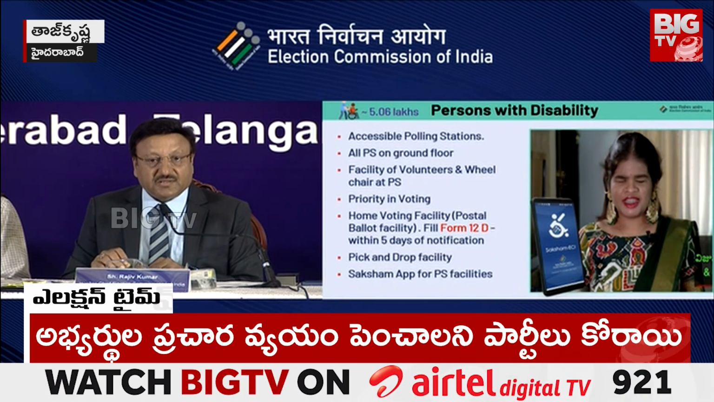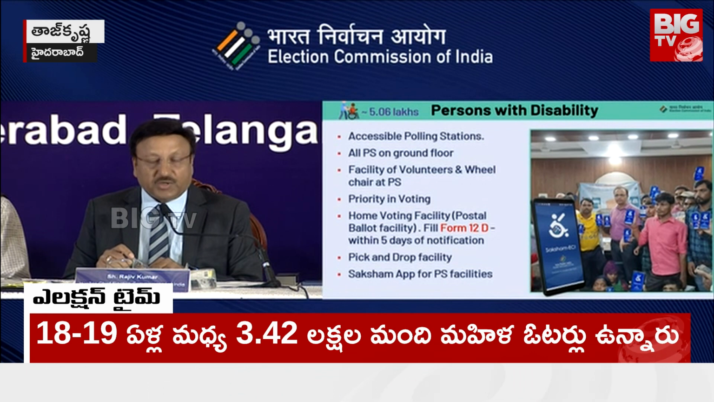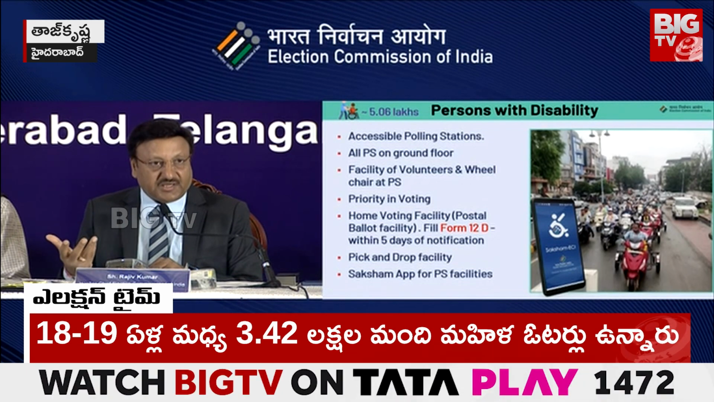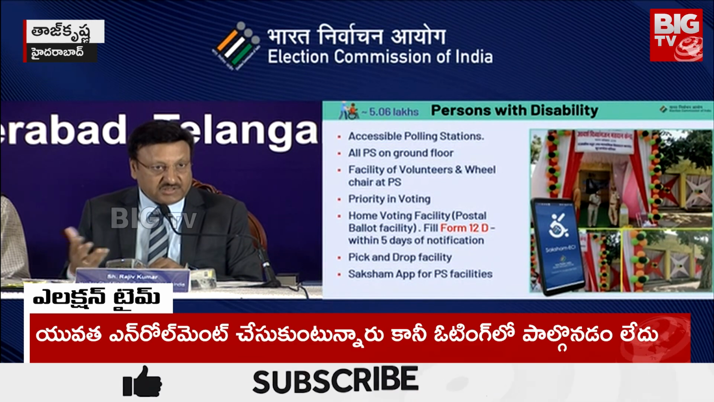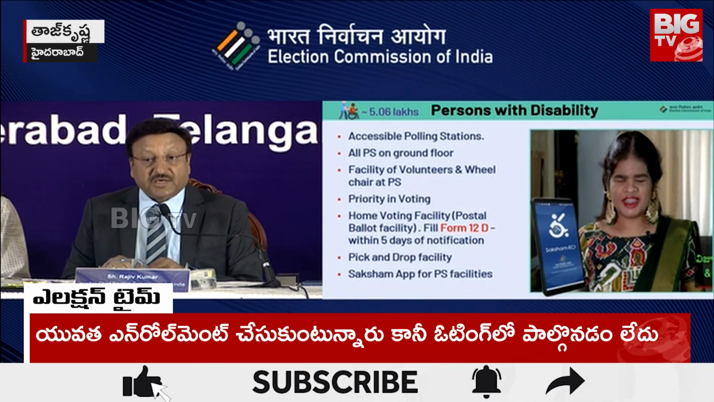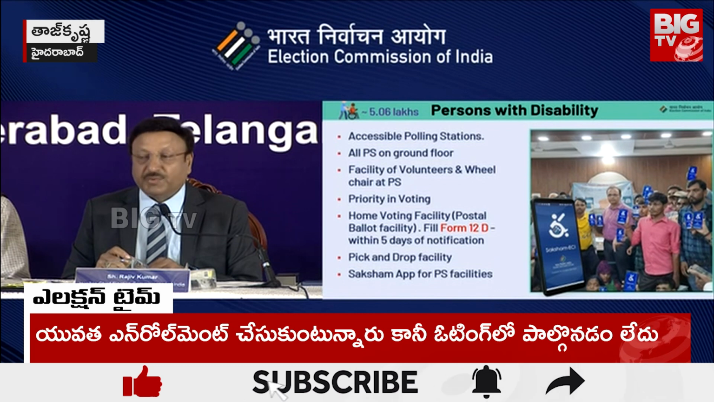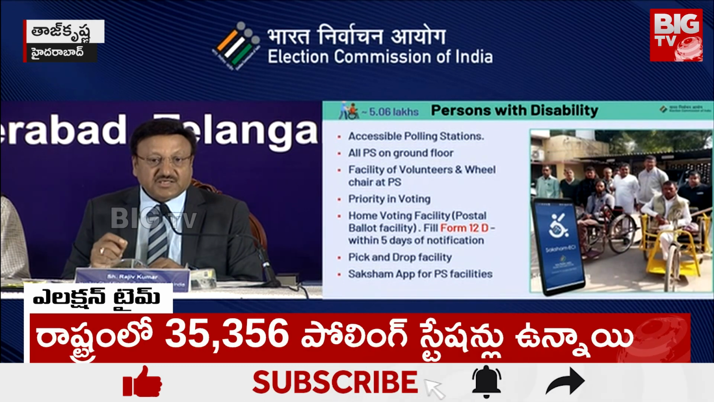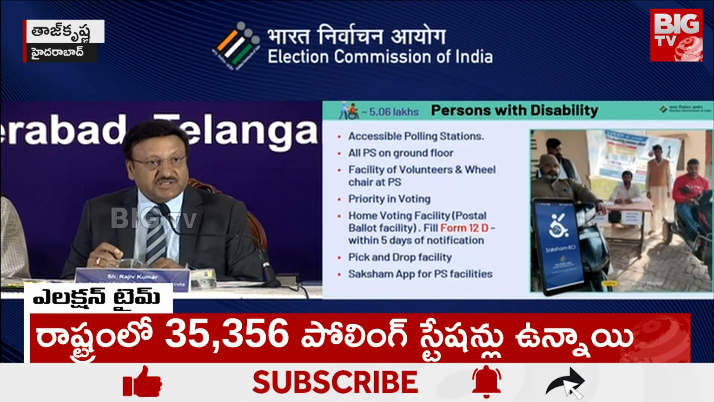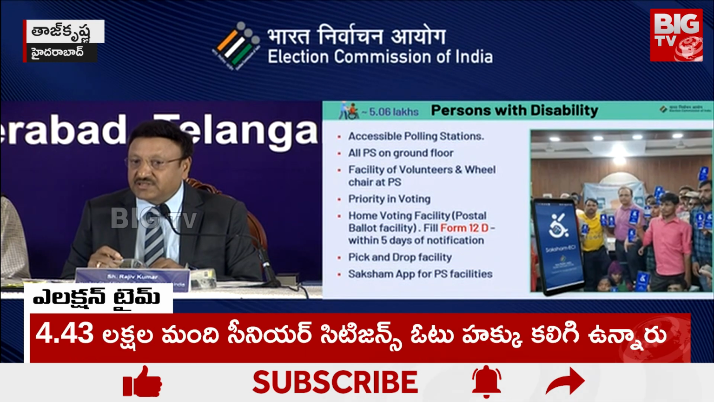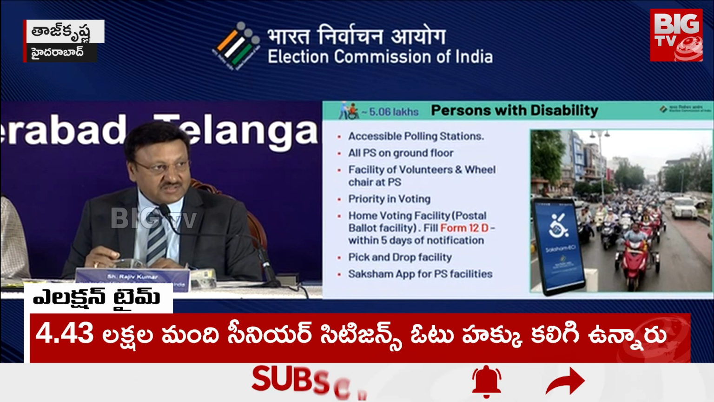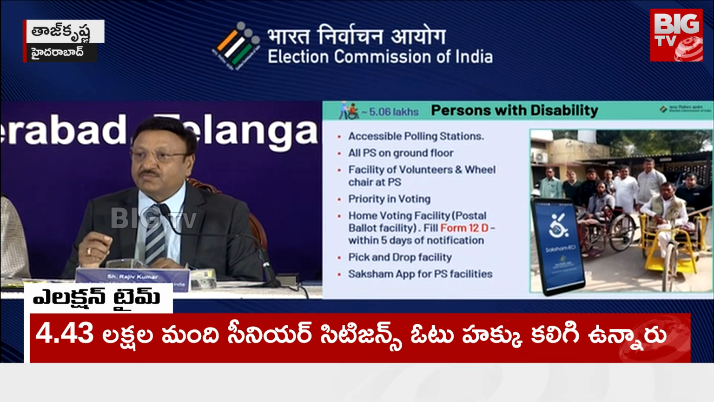If they want to come to the polling station, which many of them are willing to do, they are happy coming to the polling station. This is our experience. There would be volunteers, there would be wheelchairs, and there is an IT-based application called Saksham.